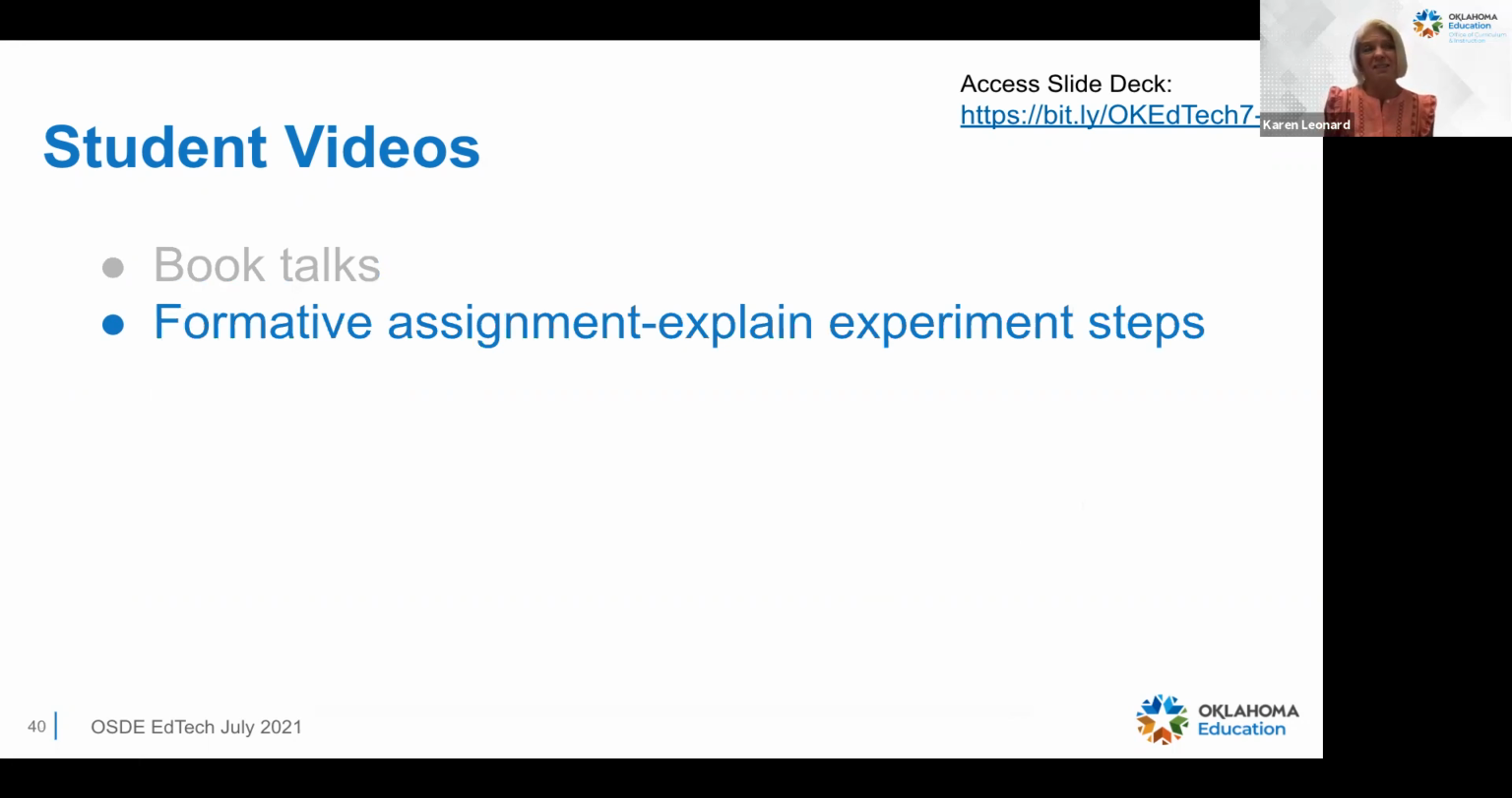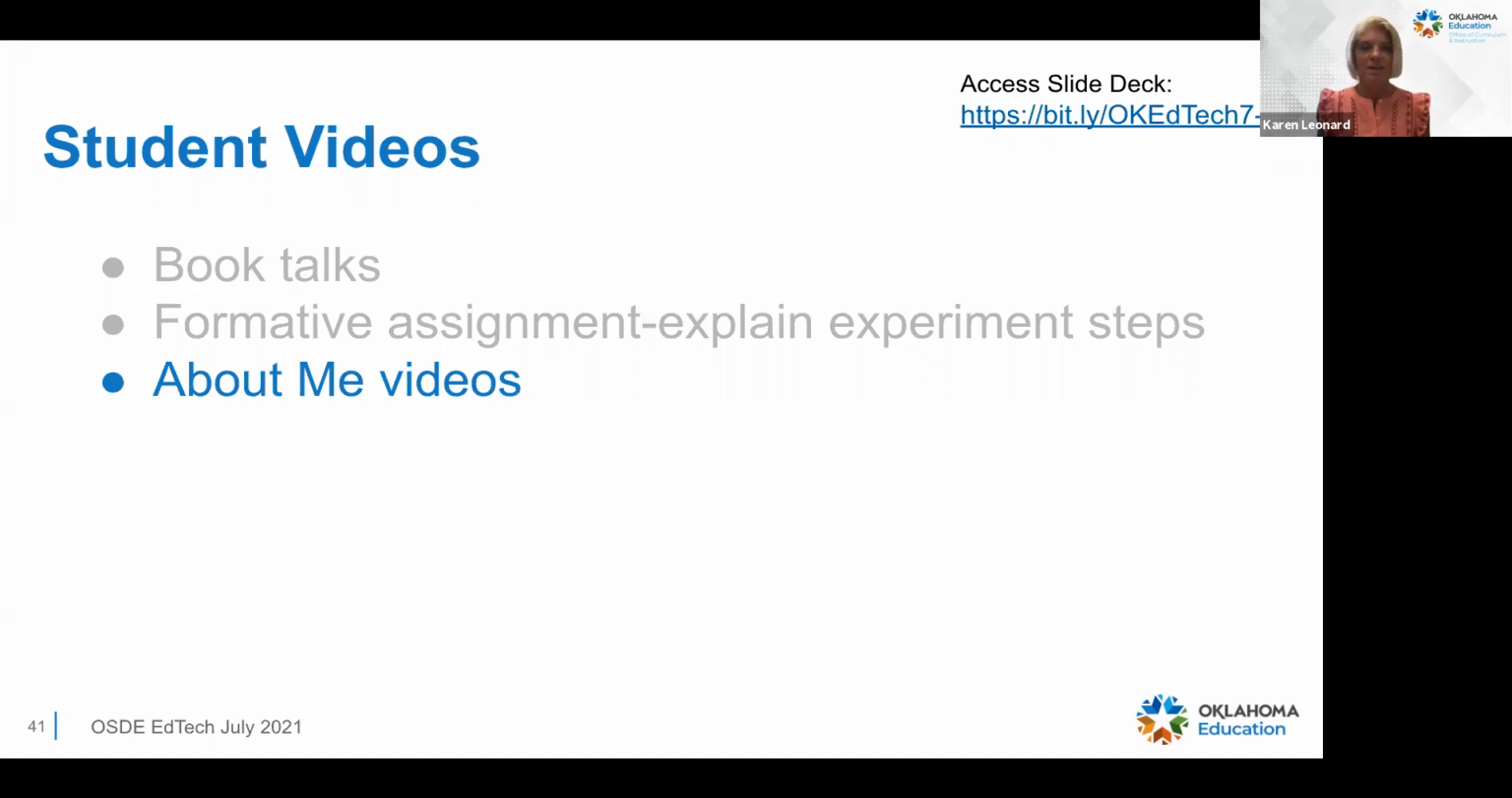For a formative assignment, maybe they've just completed a science lab and they can write up the lab report because we want them to understand that, but maybe they're just going to do a quick formative assessment assignment and explain their steps, explain what their hypothesis was and was their hypothesis correct or not. Simple, short, quick.